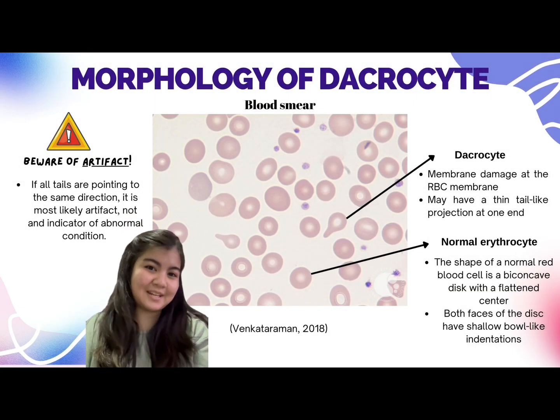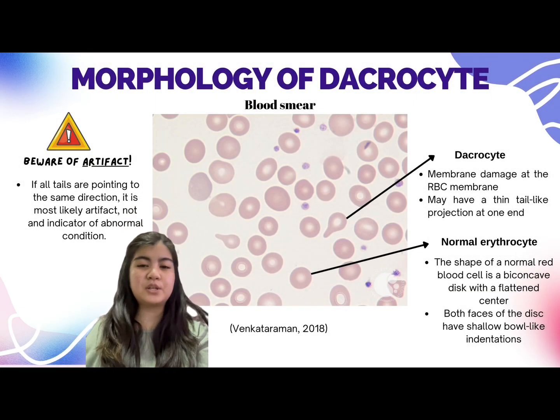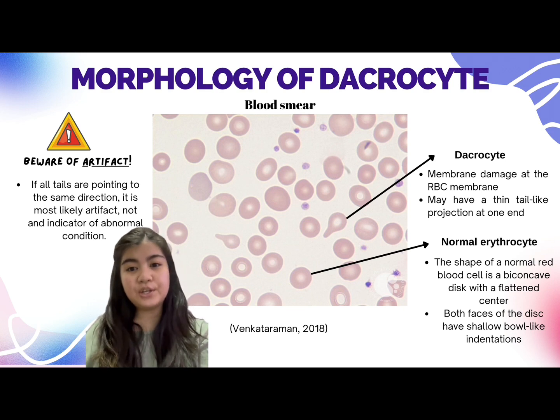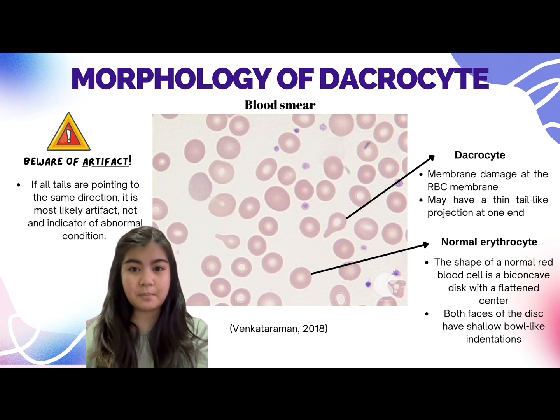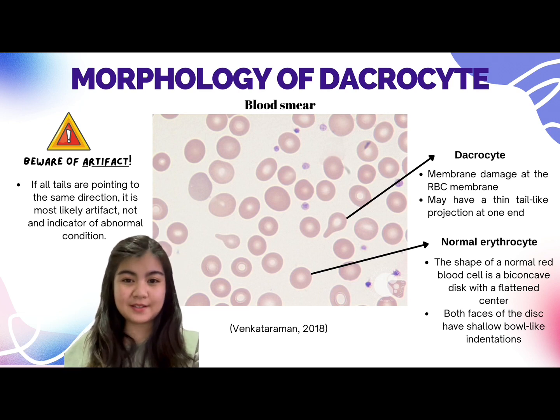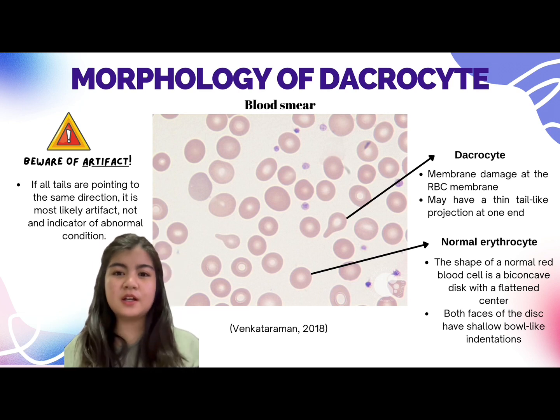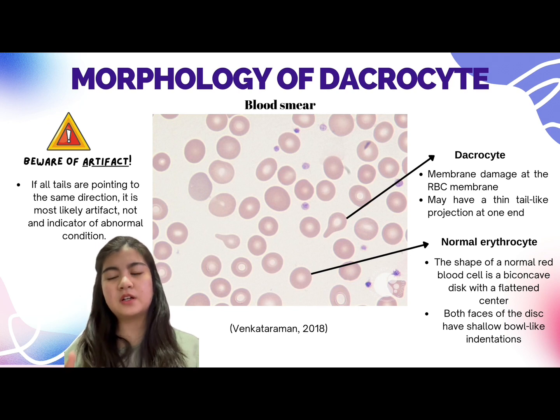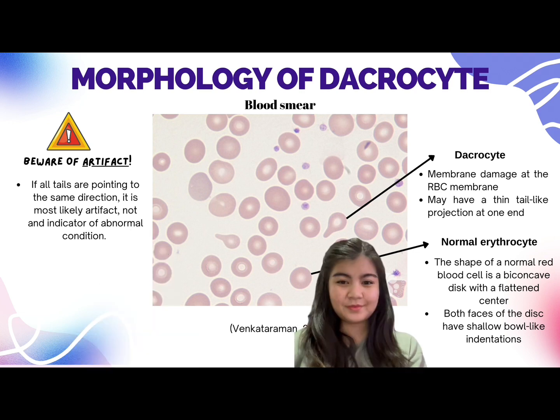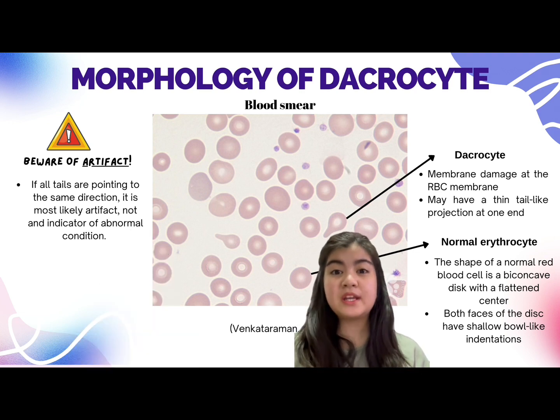Hi, my name is Jane, and now I'll be talking about the morphology of dacryocyte. As you can see here in the picture, this is a blood smear under a microscope. Just like what Farhana has presented just now, a dacryocyte has a thin tail-like projection at one end, which makes it look like a teardrop. In dacryocyte, the membrane is damaged.